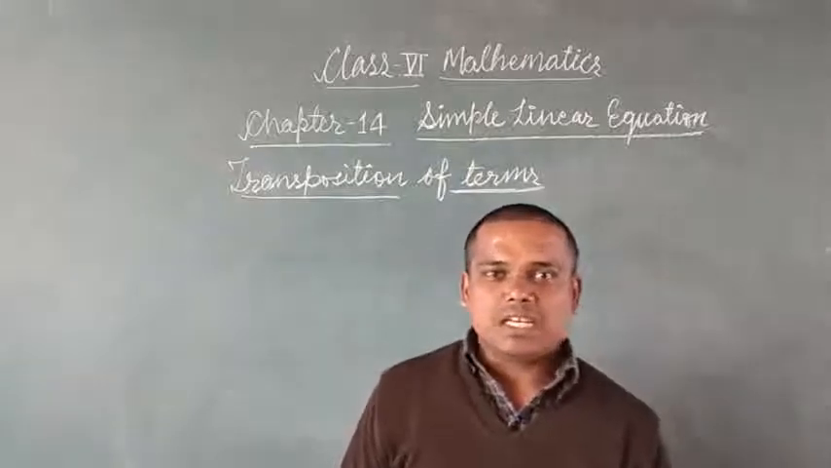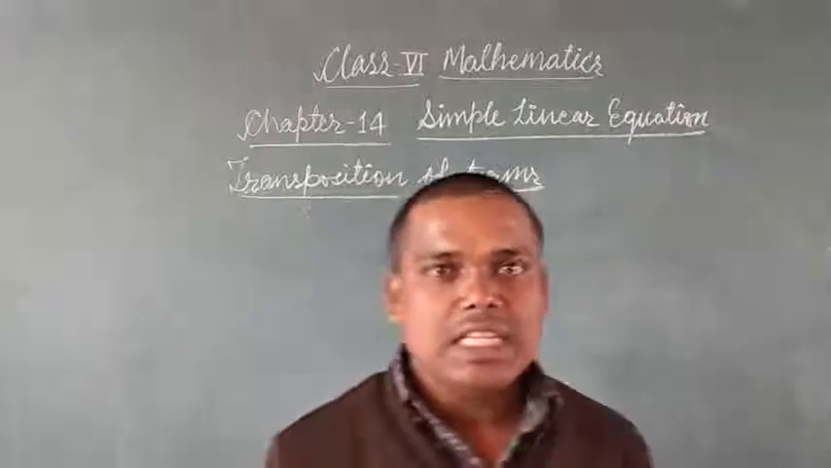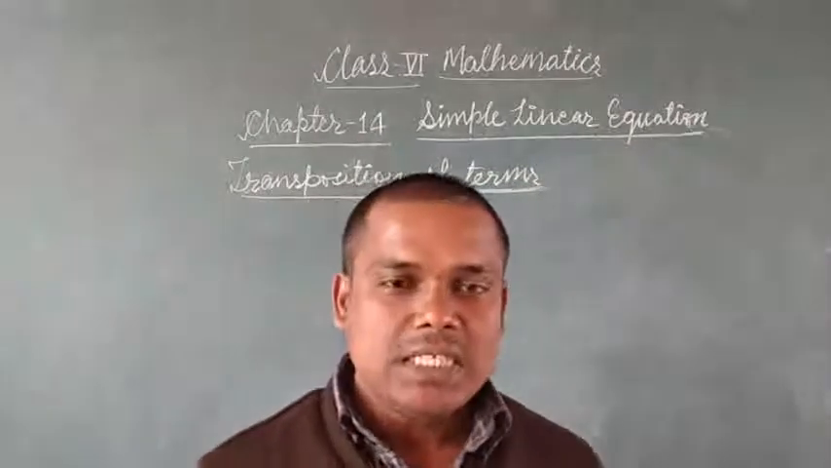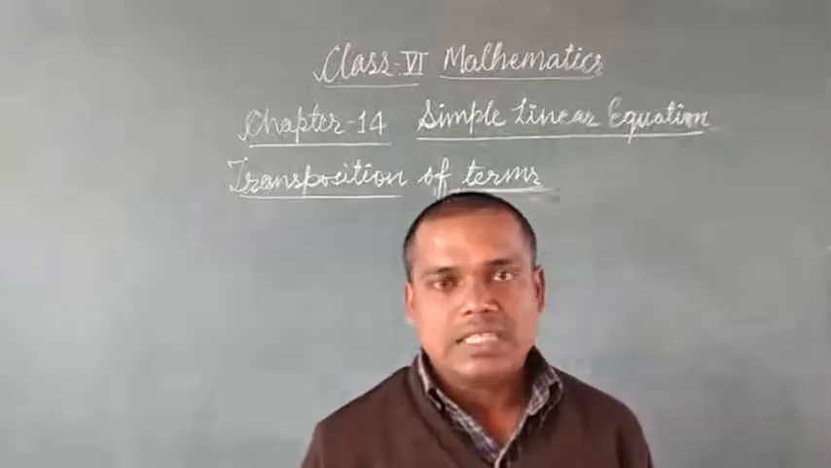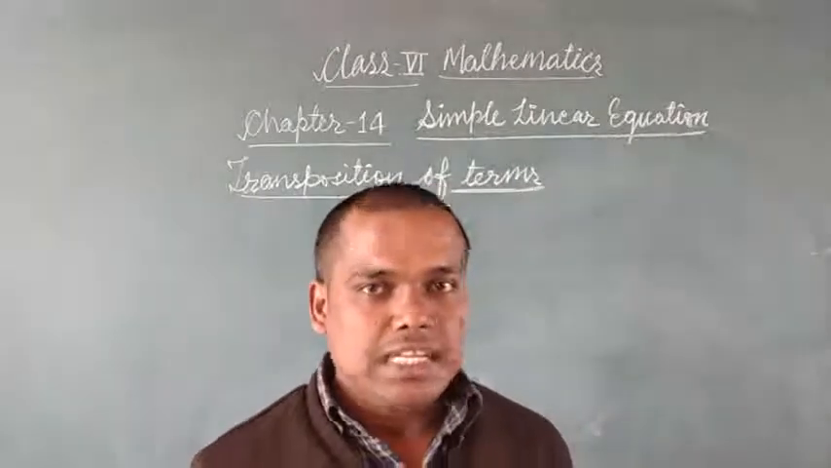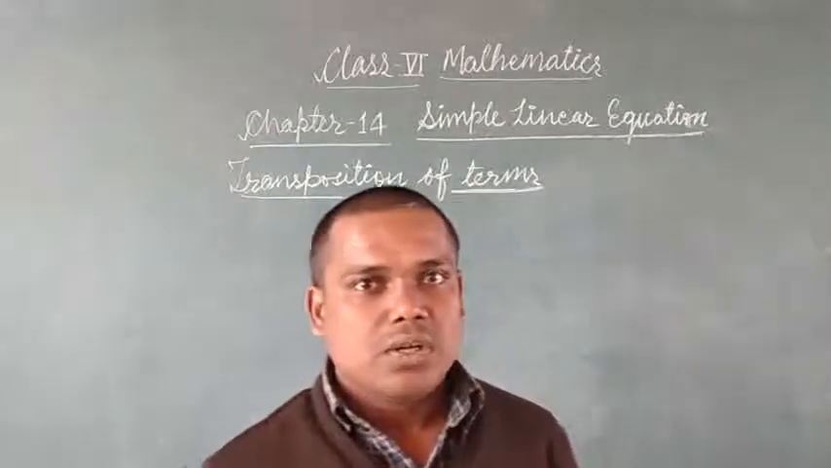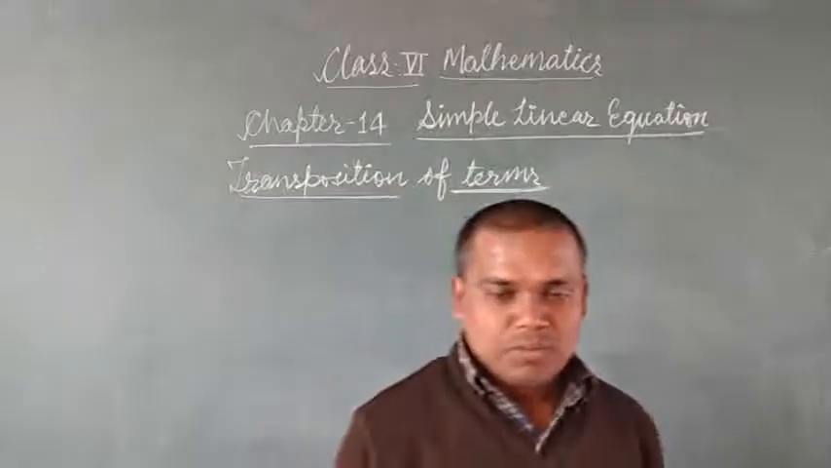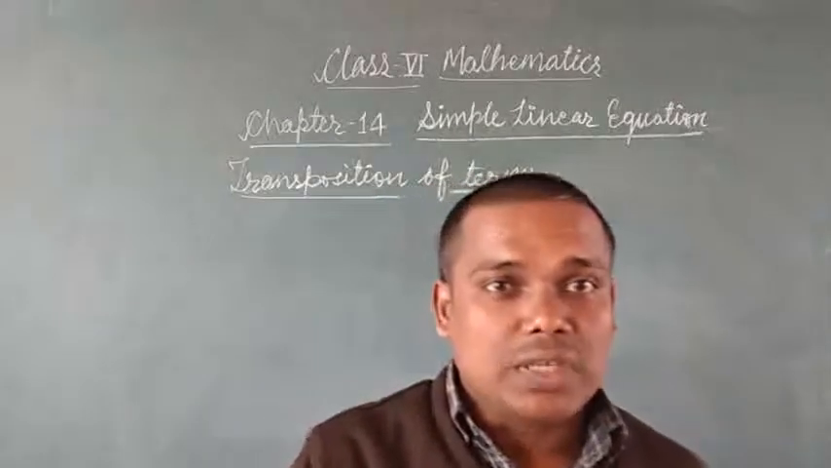In our previous class, we discussed solution of linear equation without transposition. Means we solve the linear equation by using the four properties: addition, subtraction, multiplication and division. Means we remove the terms from left side by adding, subtracting, multiplying or dividing. Now in this class we will discuss about transposition of term.